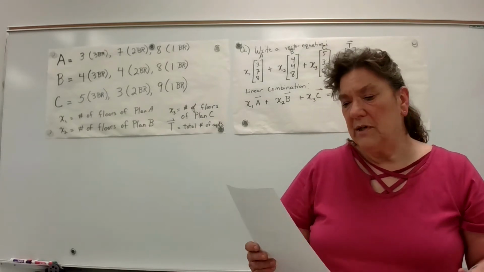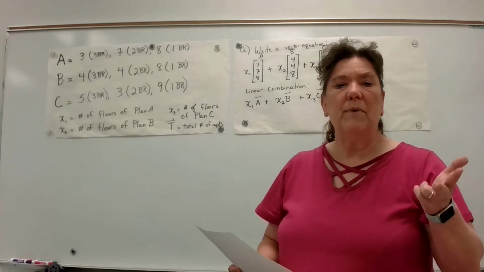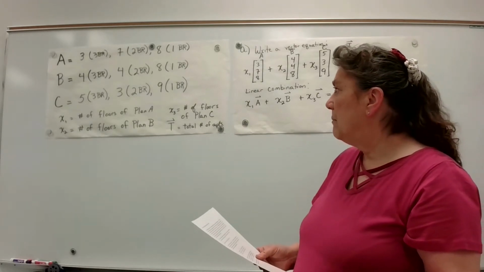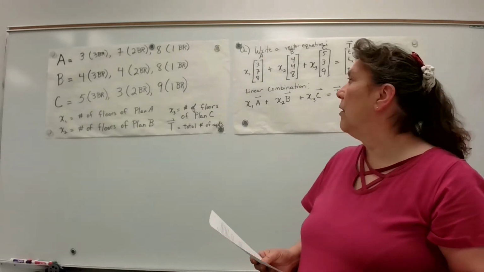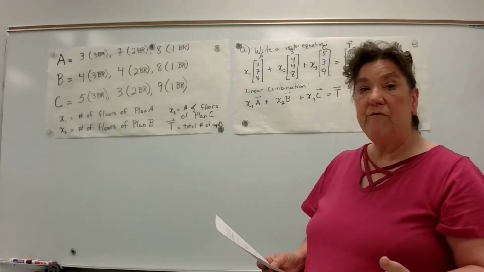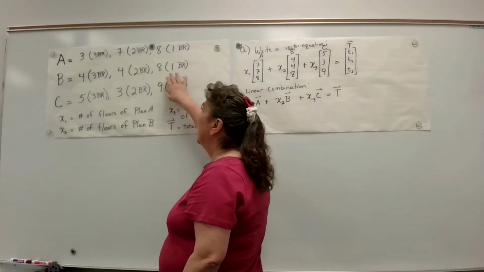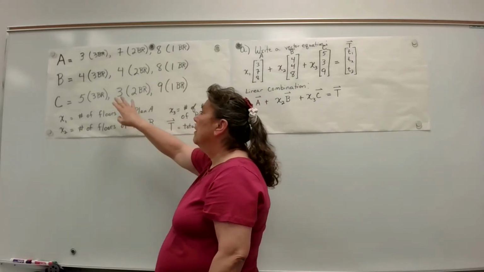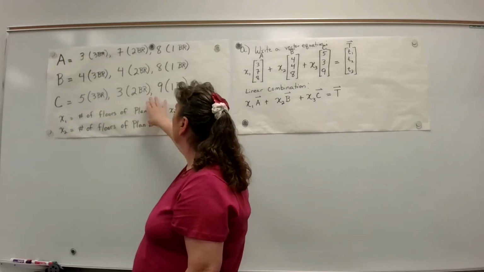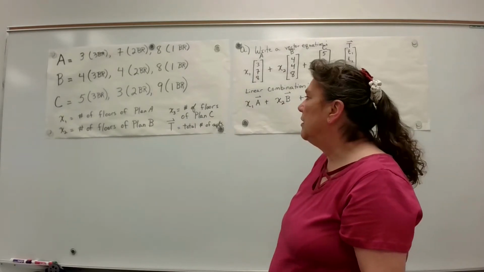First of all, we looked at a large apartment building. They had 3 different floor plans for each floor. Plan A had 3 3-bedroom apartments, 7 2-bedroom apartments, and 8 1-bedroom apartments on the floor. Plan B had 4 3-bedroom apartments, 4 2-bedroom apartments, and 8 1-bedroom apartments on the floor. Plan C had 5 3-bedroom apartments, 3 2-bedroom apartments, and 9 1-bedroom apartments. So that's some of the basic information that we needed to work with.